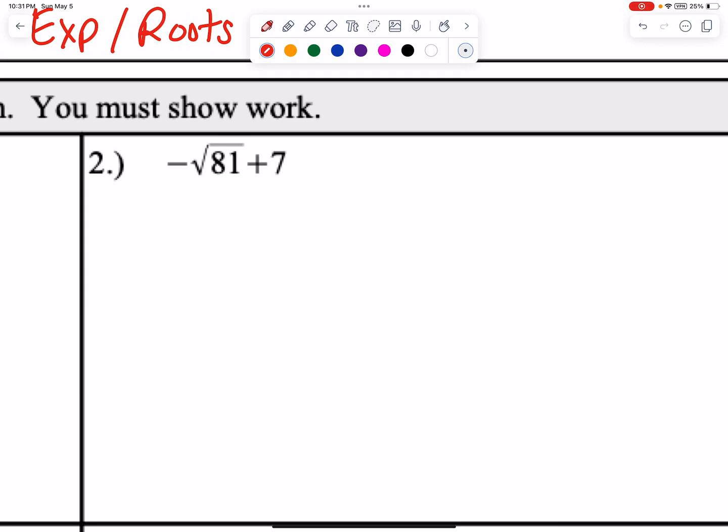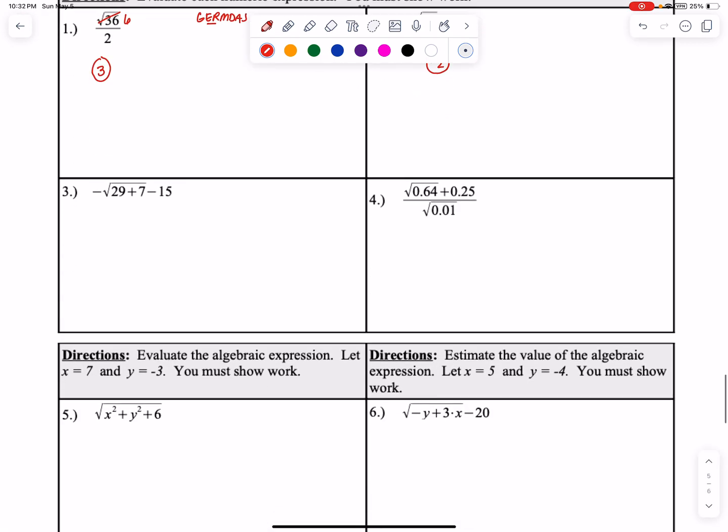Okay, this one here, so square root of 81, what times what equals 81? Well, this is 9 plus 7, but then we make it negative. So I am going to bring that down proper. Evaluating expressions, different sign subtract, and we have a negative 2 as a final answer. Okay, let's go to this one.